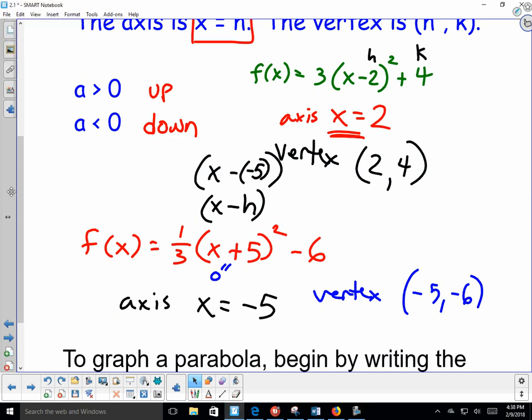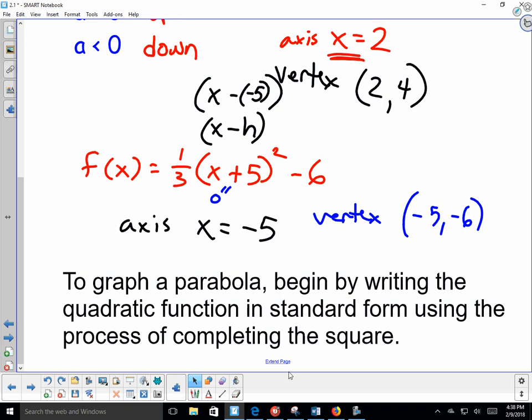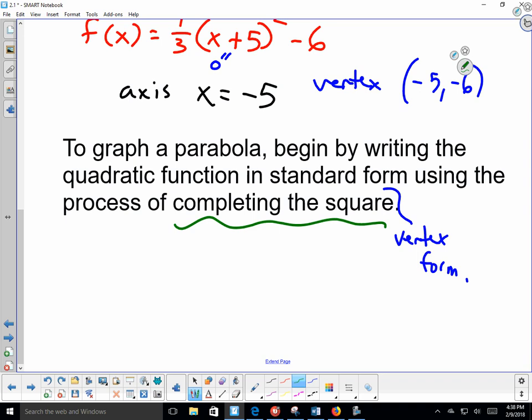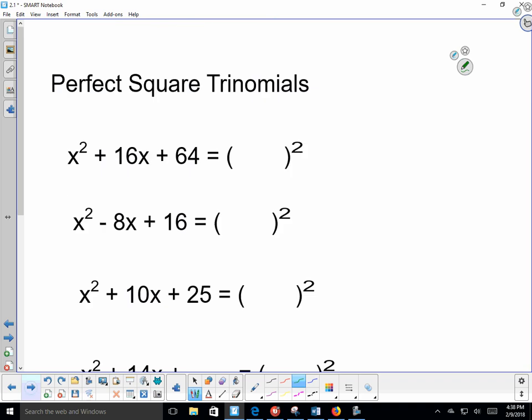Okay, so to graph a parabola, you would begin by writing the quadratic function in this standard, also known as vertex form, using the process of completing the square. Now, you remember how to complete the square, I hope, from our work in the appendix. We learned how to do it then. So just a quick recap, a review of what that means.